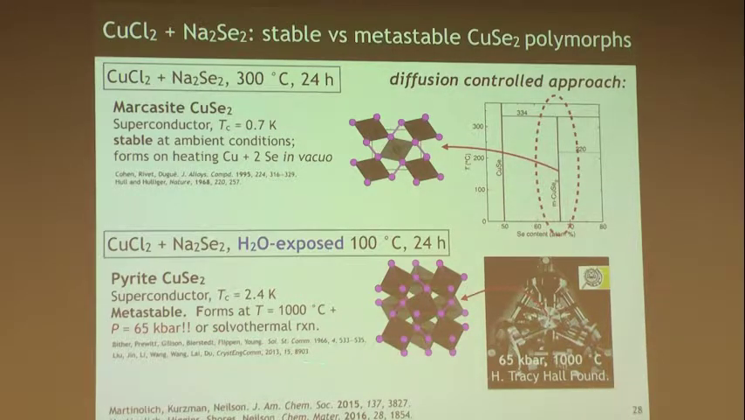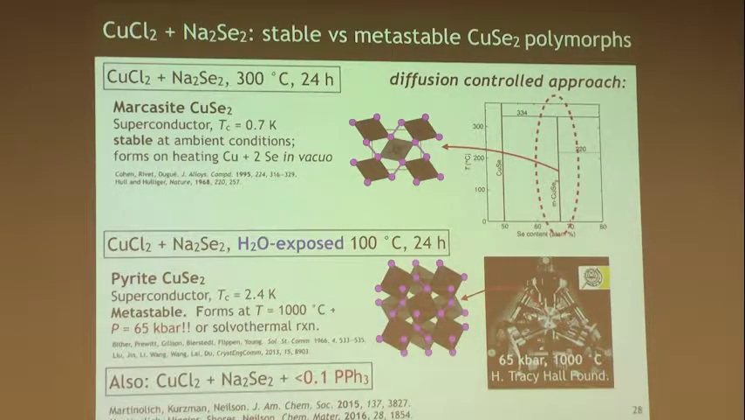It can also be made solvothermally as nanoparticles. But here we're using very mild conditions. 100 degrees Celsius, not 1,000 degrees Celsius, no pressure. We've also shown that you can add a small fraction of this small molecule, triphenylphosphine.